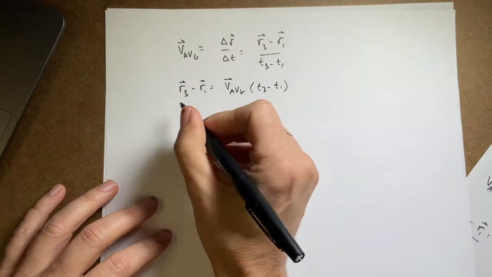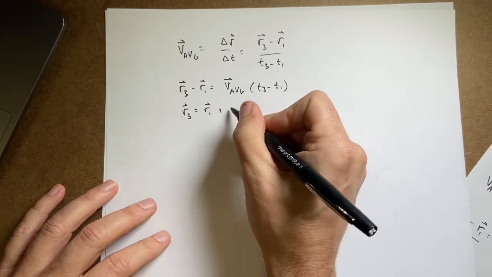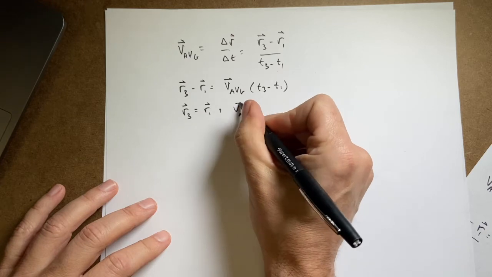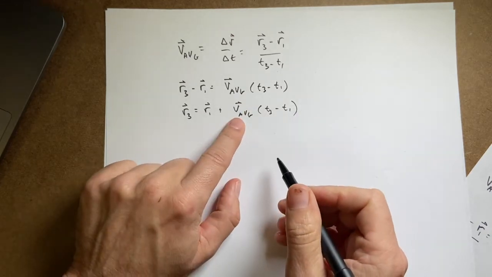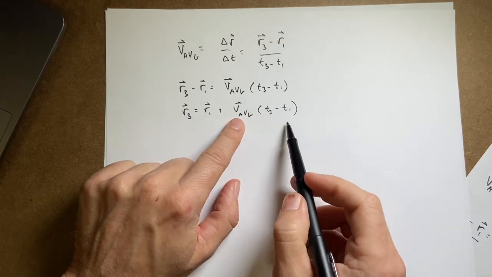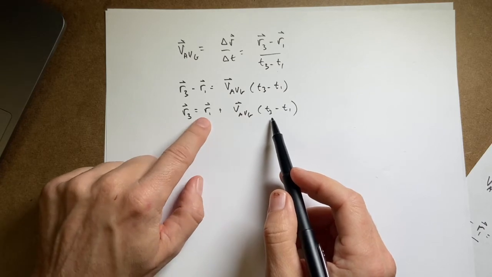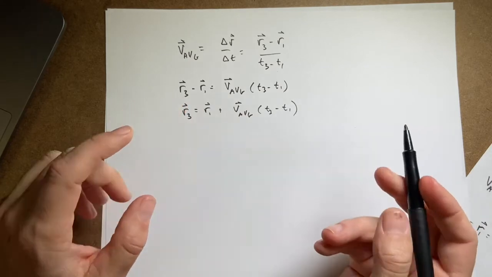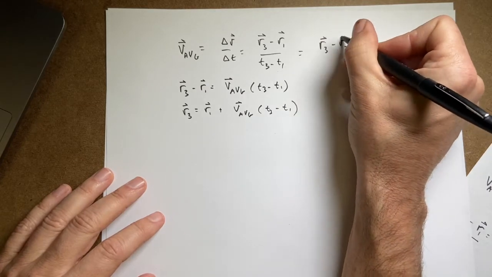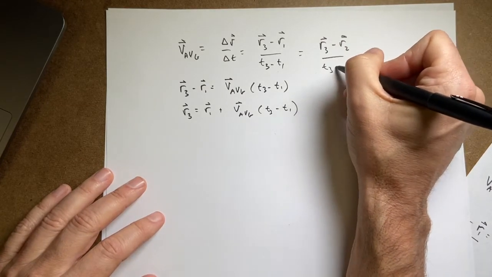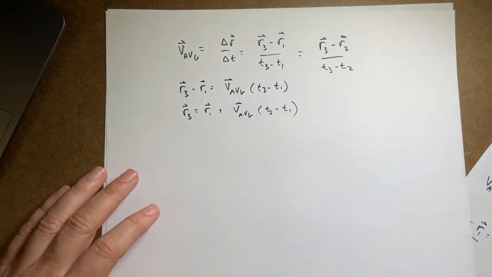Now I can add r1 to both sides. I get r3 equals r1 plus v average times t3 minus t1. So you should have a vector for this, and I just need to multiply this by the difference in time here, which I'm not going to write out because I'm going to do it with my calculator, and then add it to the vector r1. Now you could also do this as r3 minus r2 over t3 minus t2, and it will give you the exact same answer.